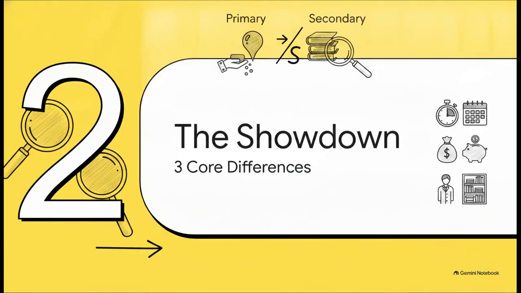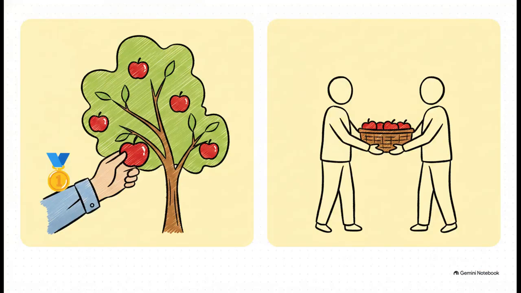Section 2, the showdown, 3 core differences. Now, what's really interesting here is how we directly compare our two contenders. The first fundamental difference we see is in originality. Primary data is entirely original in character. Because the investigator collects it straight from the source of origin, it's untouched, first-hand information.